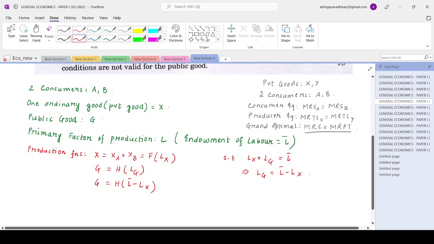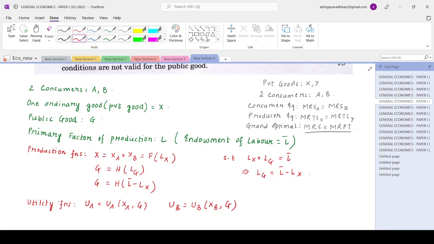And the utility functions can be now as follows. The utility of agent A is a function of the amount of X that he consumes and the amount of public good G that he consumes. And similarly, the utility function of agent B will be a function of the amount of X that he consumes, xb, and the public good. Note that the very nature of the public good is such that both the agents will consume the same amount because they have equal access to the public good.